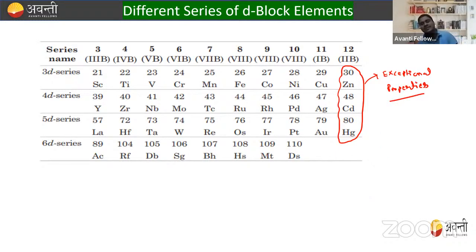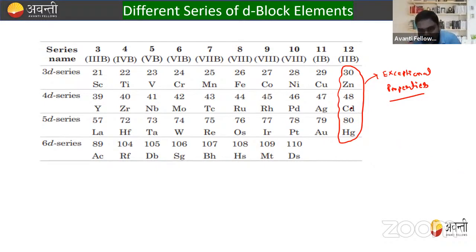Because they have a fully filled electronic configuration, they do not have any unpaired electrons. That's why they are not colored either. They are colorless compounds. So these are some properties shown by these three elements: zinc, cadmium, and mercury. So remember this: zinc is the last element of the 3d series, cadmium is the last element of the 4d series, and mercury is the last element of the 5d series, having atomic number 80. Right, so this is how you will remember.